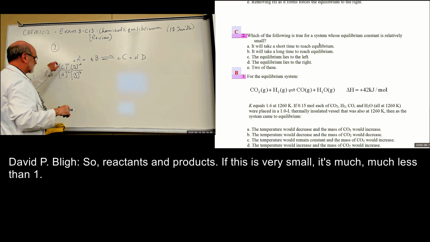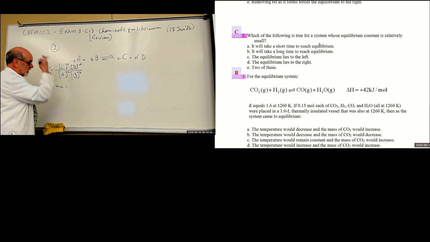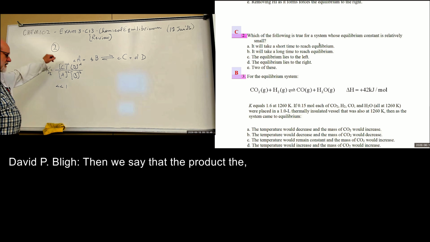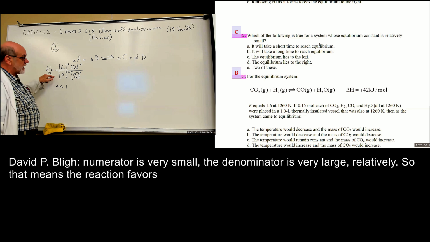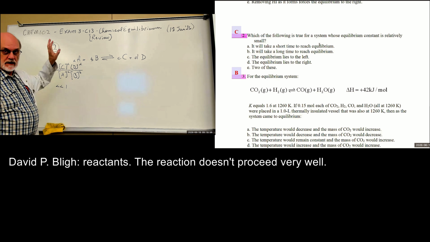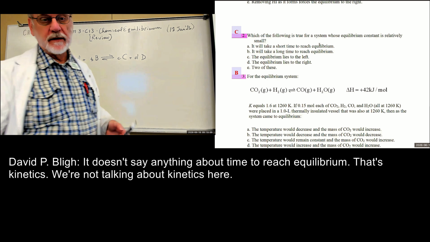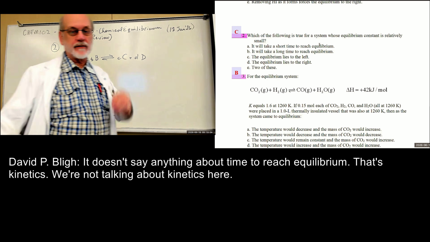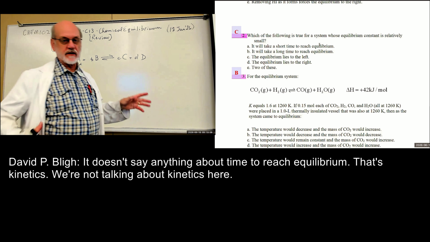So reactants and products, if this is very small, much, much less than 1, then we say that the numerator is very small and the denominator is very large, relatively. So that means the reaction favors reactants. The reaction doesn't proceed very well. It doesn't say anything about time to reach equilibrium. That's kinetics. We're not talking about kinetics here.